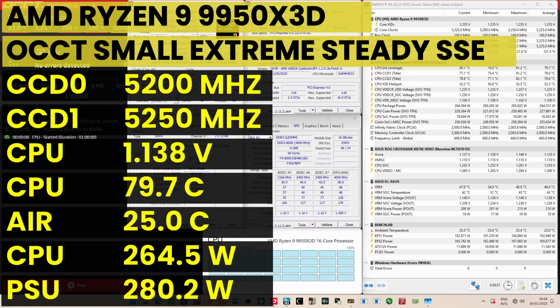When running the OCCT CPU AVX2 stability test, the average CPU CCD0 effective clock is 5200 MHz and CCD1 effective clock is 5250 MHz with 1.138 volts. The average CPU temperature is 79.7 degrees Celsius. The average CPU package power is 264.5 watts.